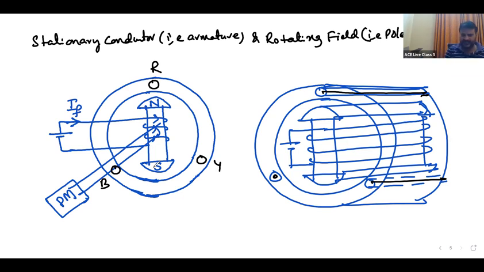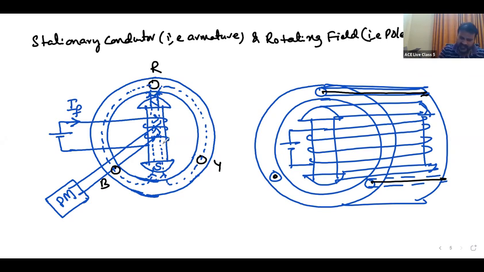Who is giving the flux? This is giving the flux, so it is acting as a north pole, and the other one is acting as a south pole. The flux direction is like this. The flux takes a return path and reaches the south pole. The north pole is giving the flux, and the south pole is receiving it. So this is the flux direction in the air gap.